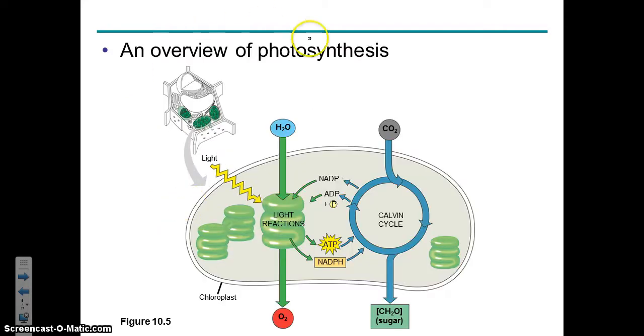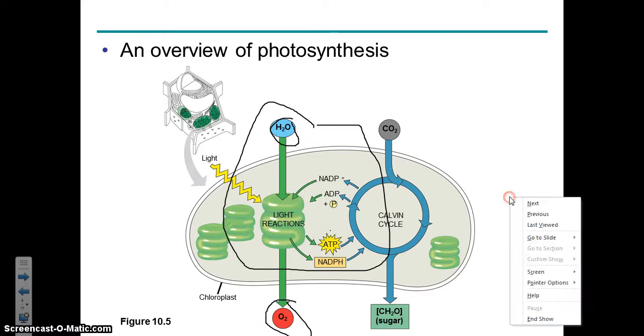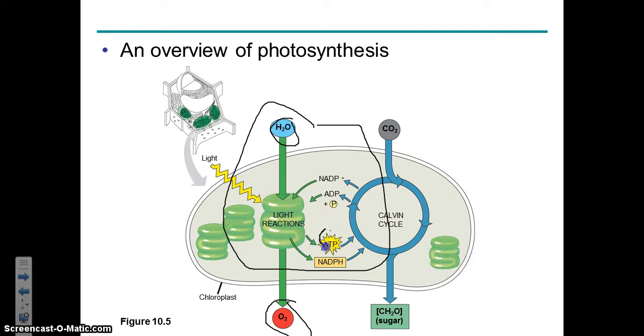This slide here is actually an overview slide of photosynthesis, which we're going to come back to. But right now, we're focusing here on the light reactions, and you can see the things that we said. We're going to split water, and that's going to release oxygen. And then we're going to make ATP and NADPH, which are going to go to the Calvin cycle, where they're going to be used to make glucose. But once again, these light reactions occur in the thylakoid membranes.